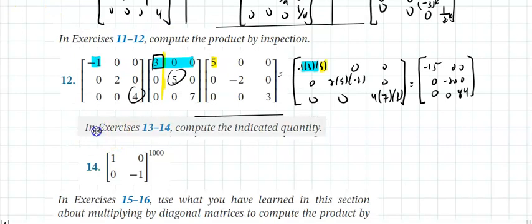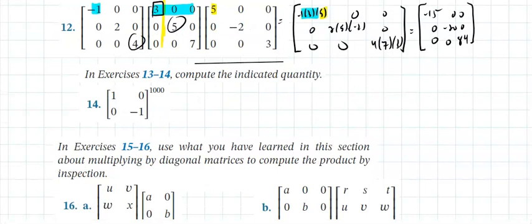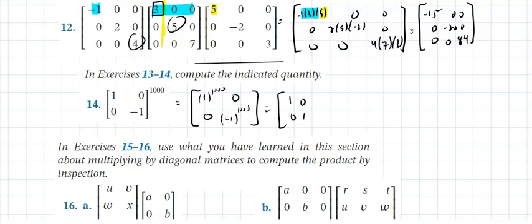Okay, all done. Well, let's see how this works. If I have a diagonal matrix and raise it to the thousands, again, that would be simply 1 to the 1000, 0, 0, negative 1 to the 1000, and that turns out to be pretty much the identity matrix for a 2 by 2.